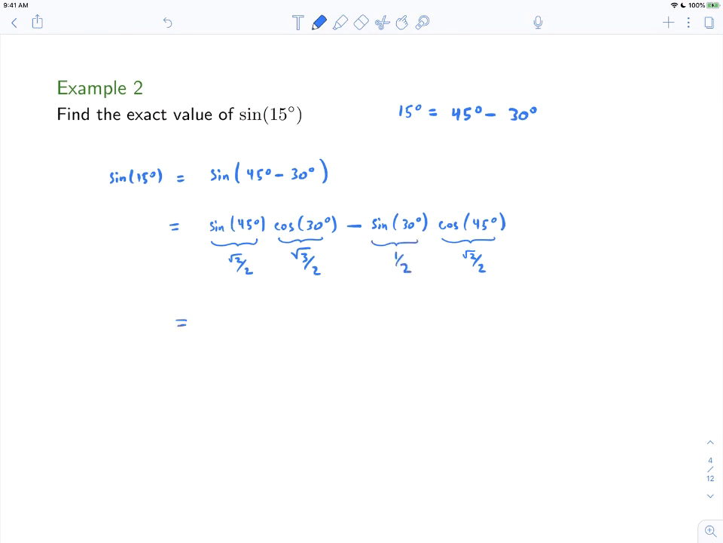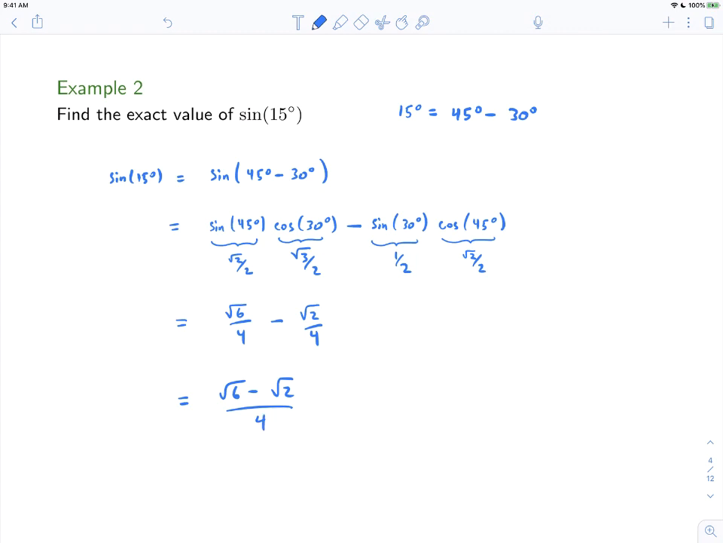So we end up with the square root of 2 over 2 times the square root of 3 over 2, which is the square root of 6 over 2 times 2, which is 4, minus 1/2 times the square root of 2 over 2, which is the square root of 2 over 4. And that is the square root of 6 minus the square root of 2 over 4.